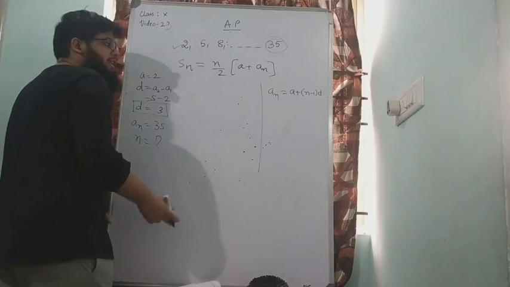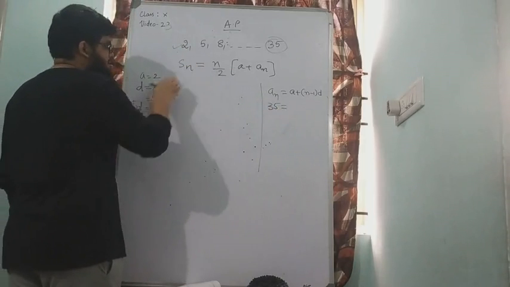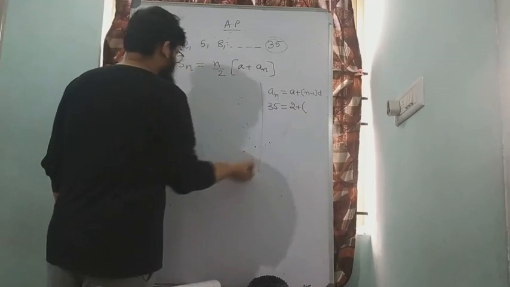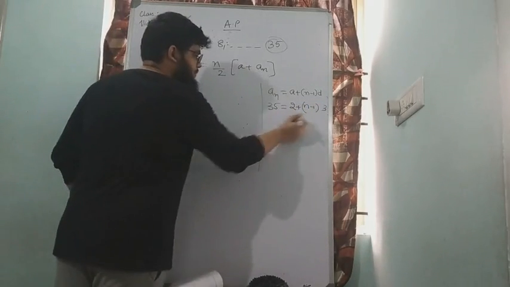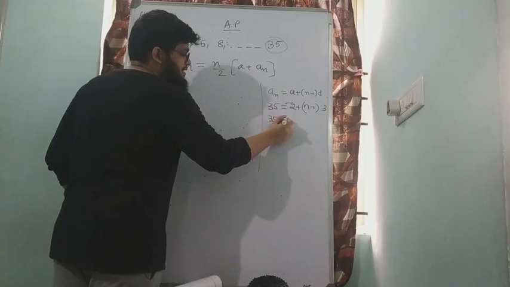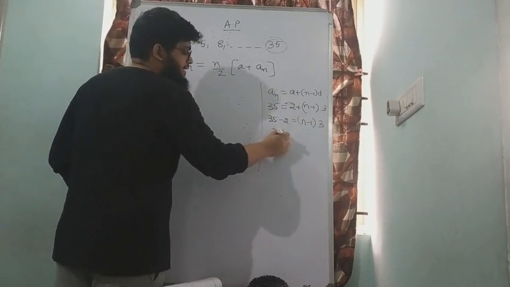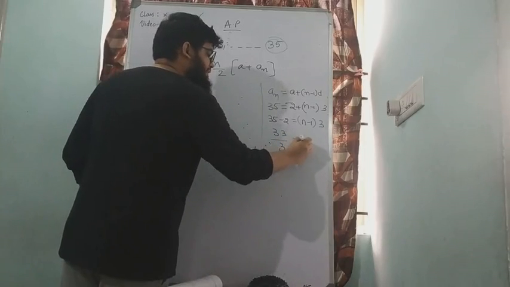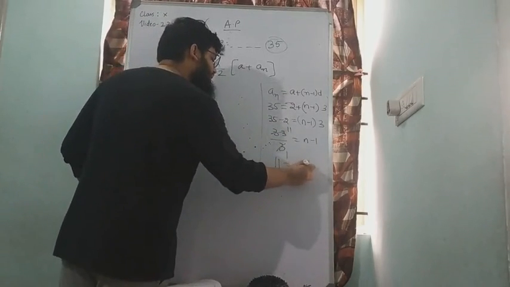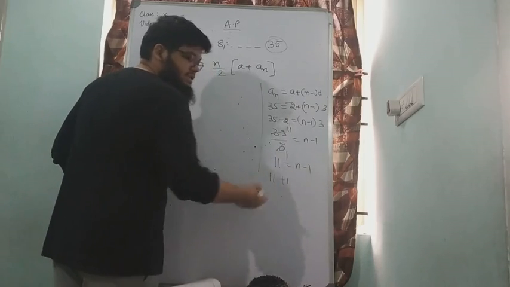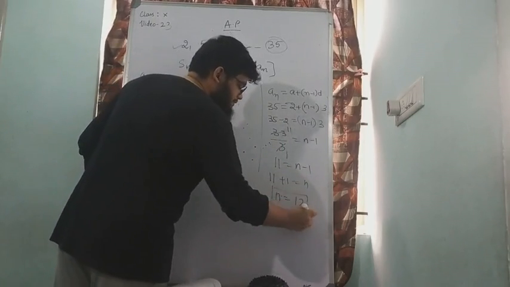So this formula we have already learned. An means the last term, 35, is equal to a, the first term, which is 2, plus n, we don't know, that is what we are finding, n minus 1 into d, which is 3. Now 35, the 2 on this side becomes minus 2, is equal to n minus 1 into 3 is remaining. 35 minus 2 is 33, the 3 becomes divided by 3, is equal to n minus 1. 3 ones are 3, 3 elevens are 33. We get 11 is equal to n minus 1. Minus 1 on shifting to the other side becomes plus 1 is equal to n. So the value of n is equal to 11 plus 1, 12.